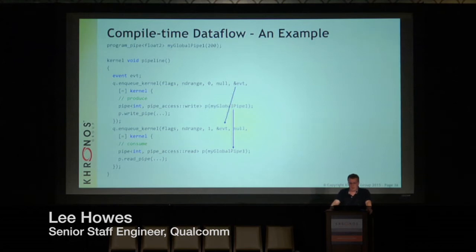So here we see similar, we enqueue two kernels, but as well as having the events to construct the dependence between them, we're also taking a pipe object that is declared globally as my global pipe 1. I don't really know why the 1's there. Of size 200, and then we're first declaring a pipe object constructed off that that's writable, and then we're constructing one that's readable, and we connect that pipe through so the compiler can see that data flow.